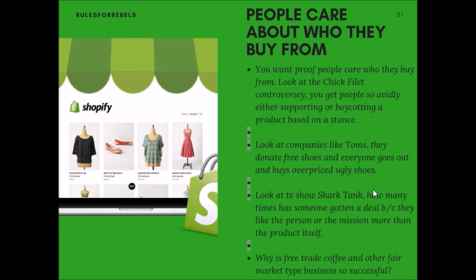Why? Because a lot of times people buy from the person more so than they actually buy the product. And then lastly, why are things like free trade coffee and fair market type businesses so successful? Not all of these are a perfect example of what your About Us page can do, but if you do have a business that somehow supports the community or gives back, definitely share that in your About Us page because that's something that people get behind. But really, to some extent, people want to support people like them.